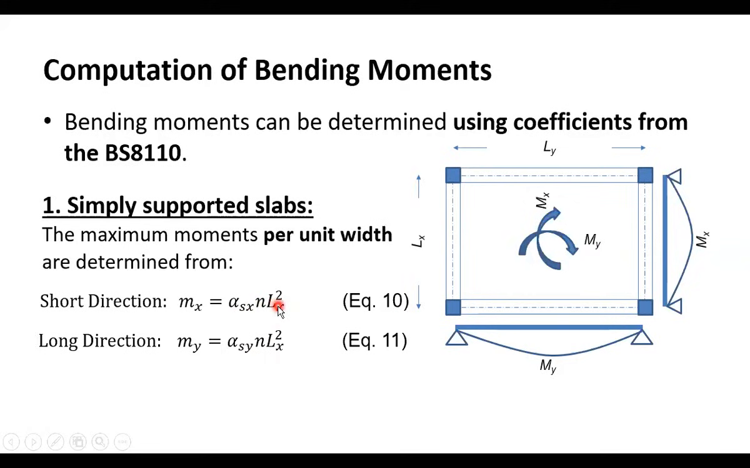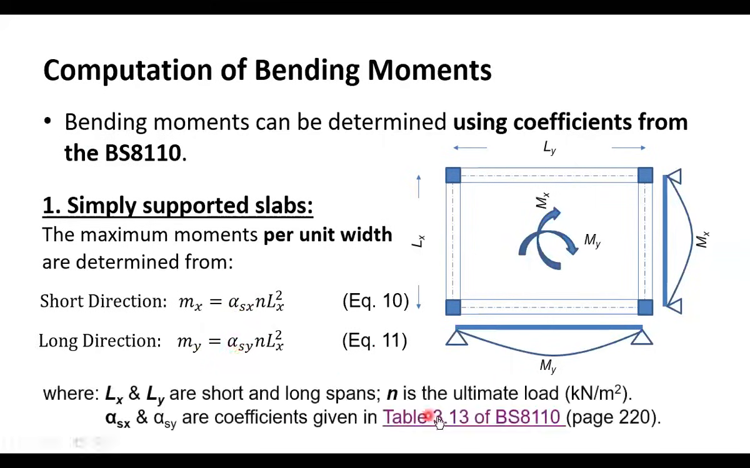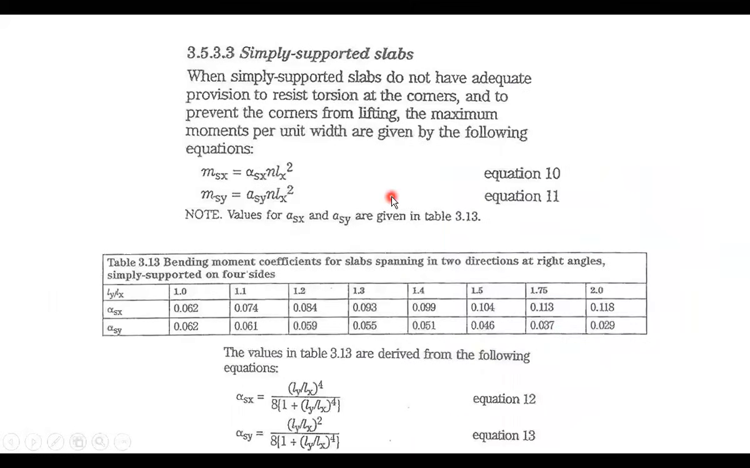Okay, so n lx square is the same, but to get the moment in the x, we use alpha sx. To get the moment in the long direction, which we refer to by y, My equals alpha sy. So what is this alpha sx and alpha sy? These are factors, we get them from the code, and it is exactly from table 3.13 on page 220. Okay, what do we have in this page? We have the two equations, equation 10 and 11, and we have this table 3.13.